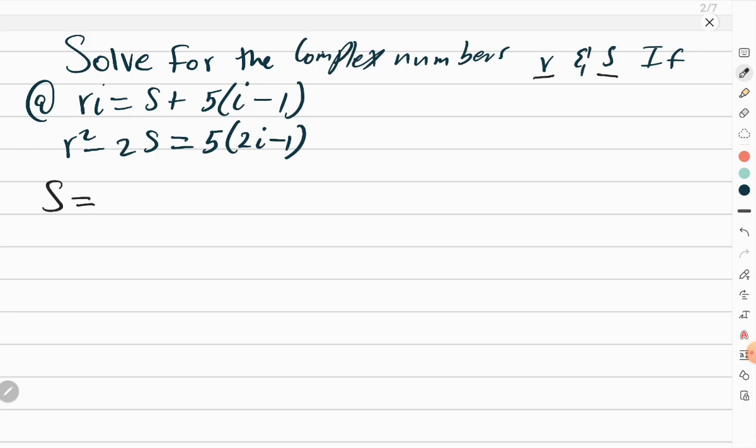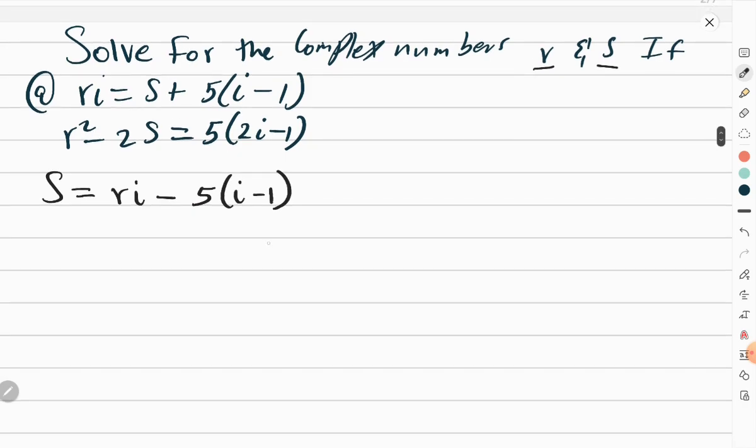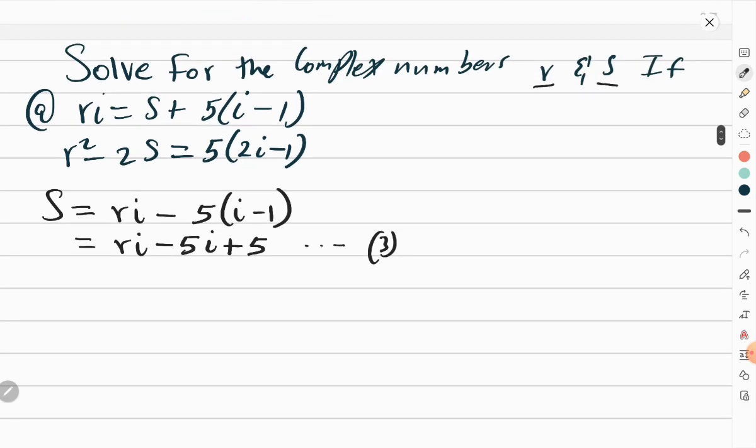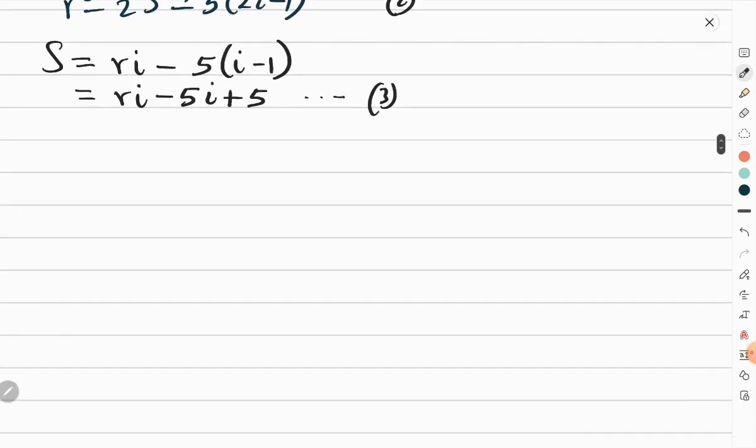So we take this portion to the other side. So Ri will remain this way. Then we have minus 5, then we have i minus 1. So this is our S, which can be simplified to be negative 5i plus 5. So this is our simplified equation number 3, if this one is equation number 1 and this is equation number 2.